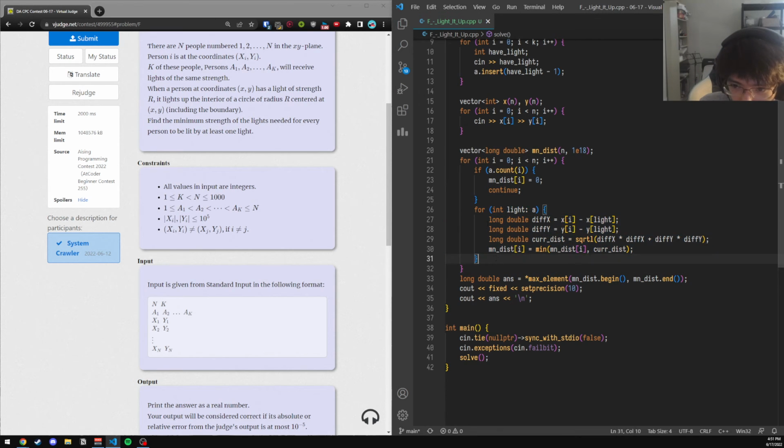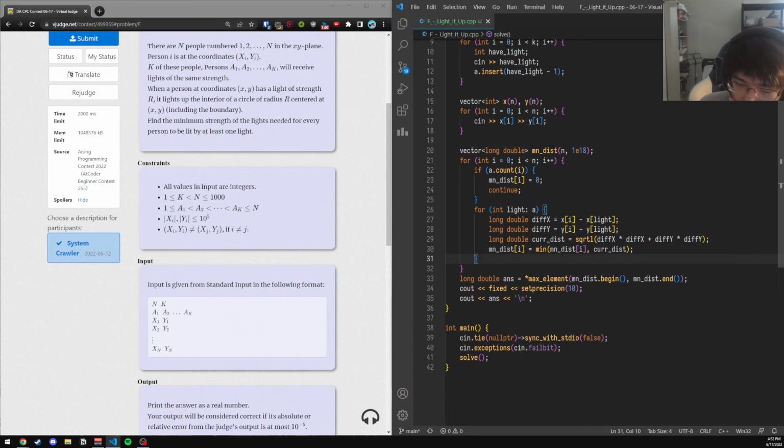But each of these individual calculations isn't that hard, right? You have the difference in x's, you have the difference in y's, and then you have the square root of x squared plus y squared. And this is sqrtl, the more precise version of the square root function, which I think doesn't really matter what you use, but just in case.